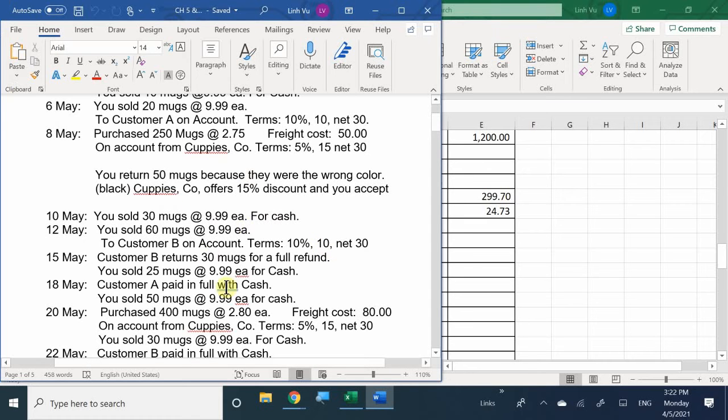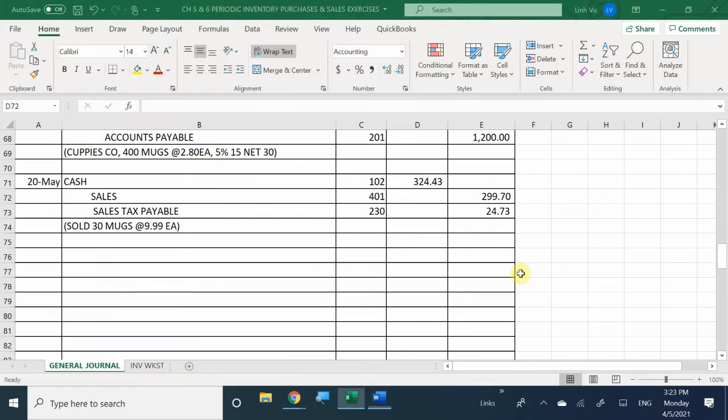Now, 10% off of which amount? Okay, so we got to figure this out. We originally sold to him 60 items, but we can only discount him for the actual sale. So how much did he actually buy? Because we returned his money for half of it back. So in this case, we can only give him a discount off of the 30 that's remaining. Okay? So how are we going to journalize this?